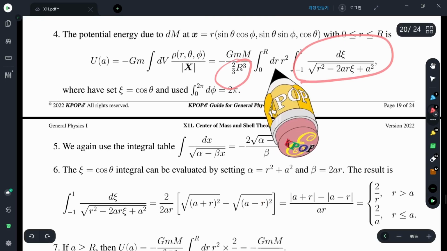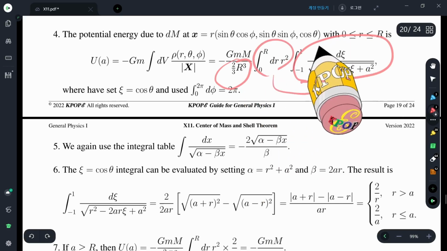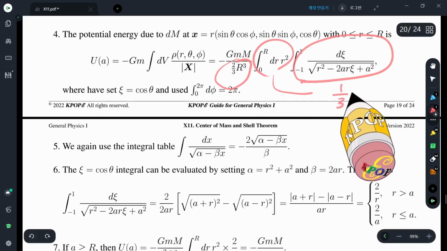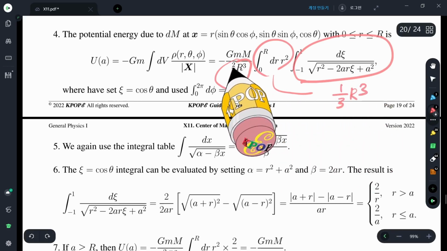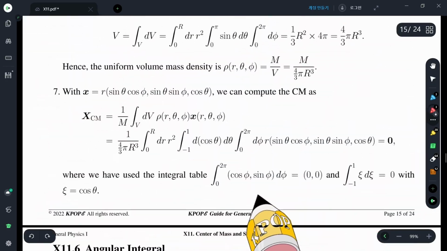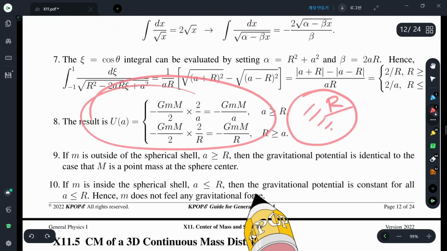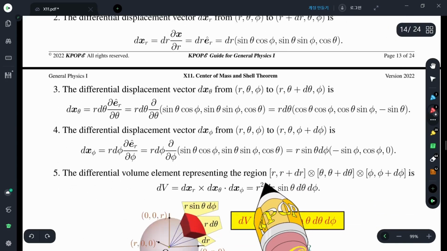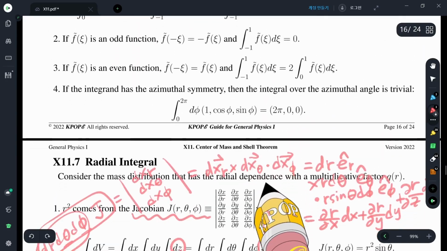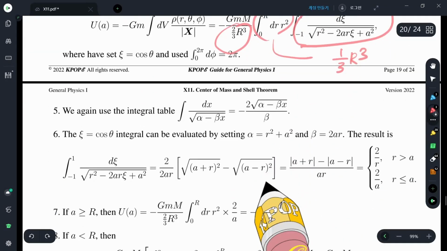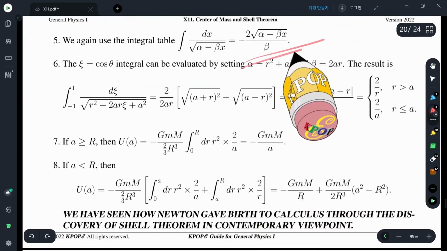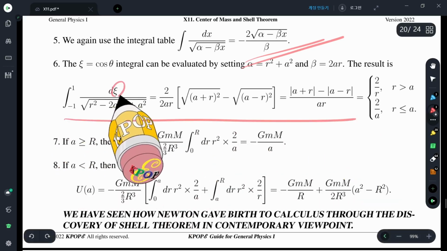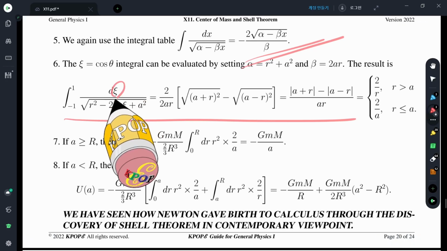You know, the normalization, if the integrand does not have an R dependence, it should be 1/3 r cubed, and a factor of 2 used to be there. We remember when we did the calculation, we had the factor of 2 in the denominator. But that's identical to the previous case for the spherical shell. Again, we make use of the identical integral table, and this angle integral for cosine theta is identical.